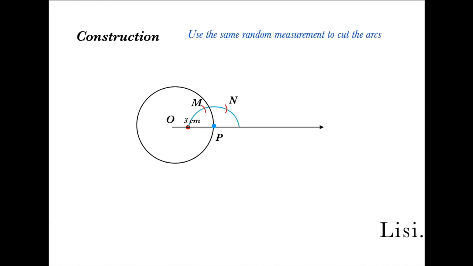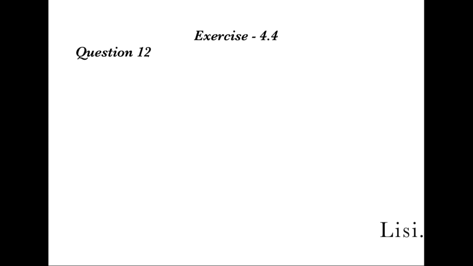With the same measurement, place your compass at M, cut an arc above the previous one. Then with the same measurement, place it at N and cut an arc intersecting the previous one. Now join that point with P, extend it like this, and name that line as T dash. Now you see your tangent is T dash. It touches the circle at the point P. Clear?